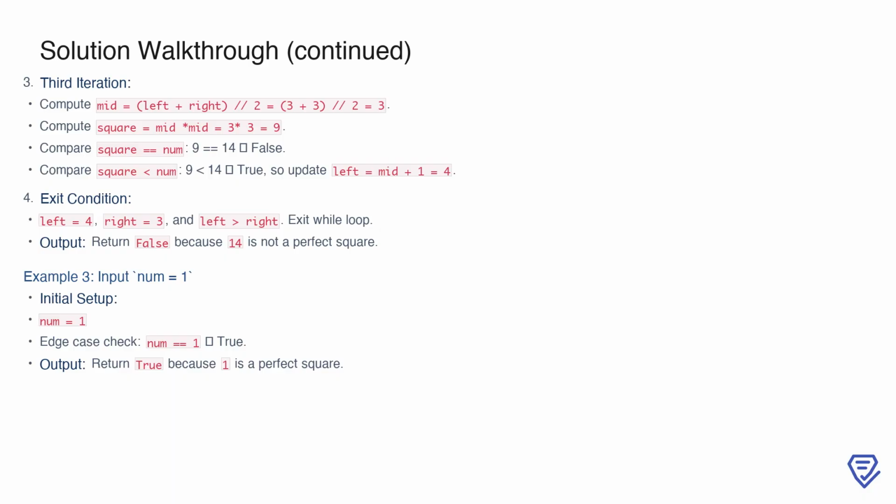Let's look at one more quick example with number equals 1. Here, the edge case check immediately confirms that number equals 1 is true. Since 1 is the smallest perfect square, the function directly returns true without further computation.